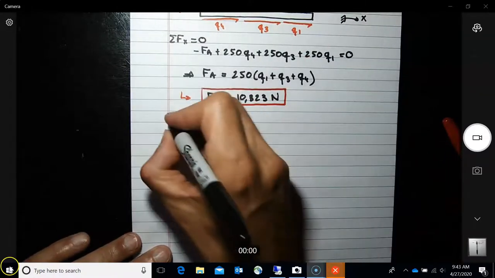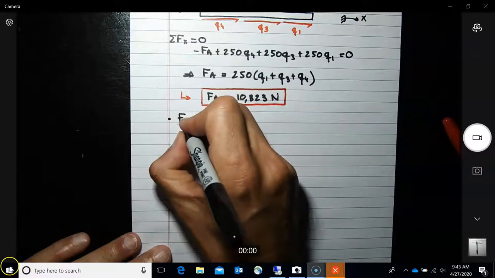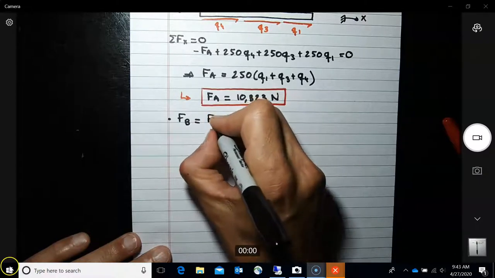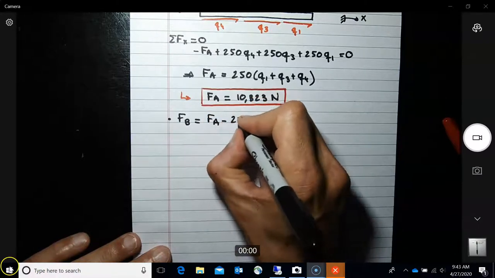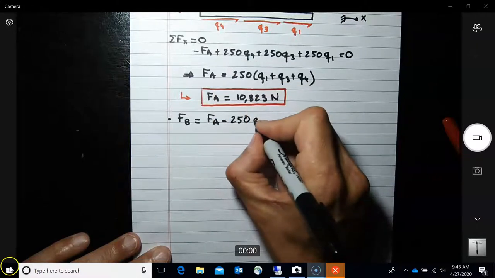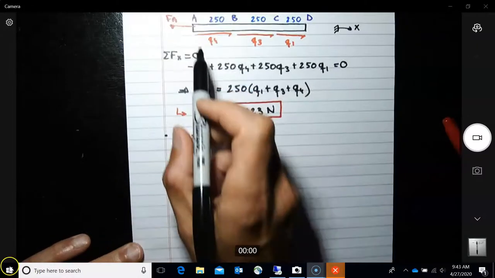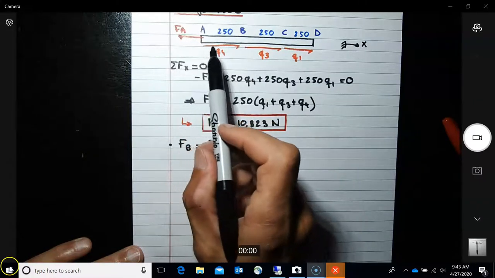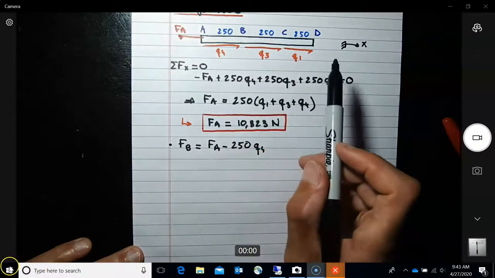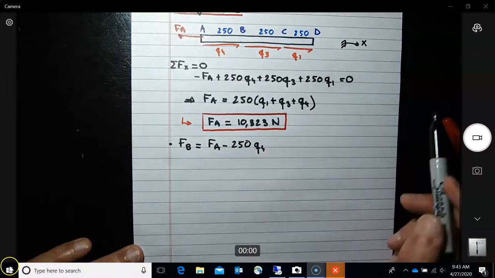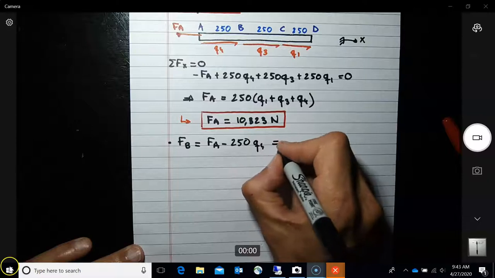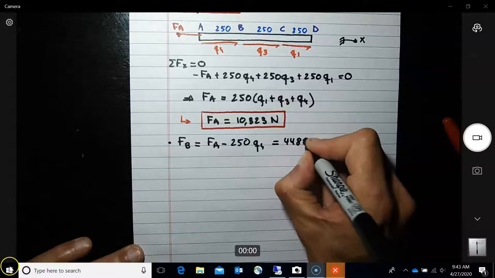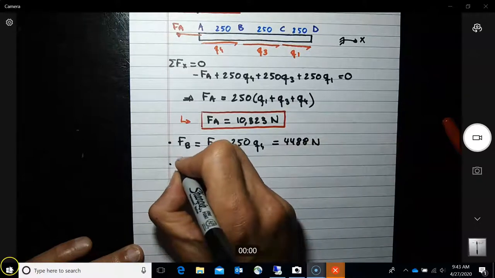Okay, so now for example, let's say we wanted to find the load at point B. So we know FA. Then from here you can find what? FB will be equal to what? FA minus 250 Q4, no? Sorry. So this load over here will be FA, going to the left, minus whatever this is carrying. And at the end, what should be the value at the end? Should be zero, no? So if you do this, this will give you 4,488 newtons.